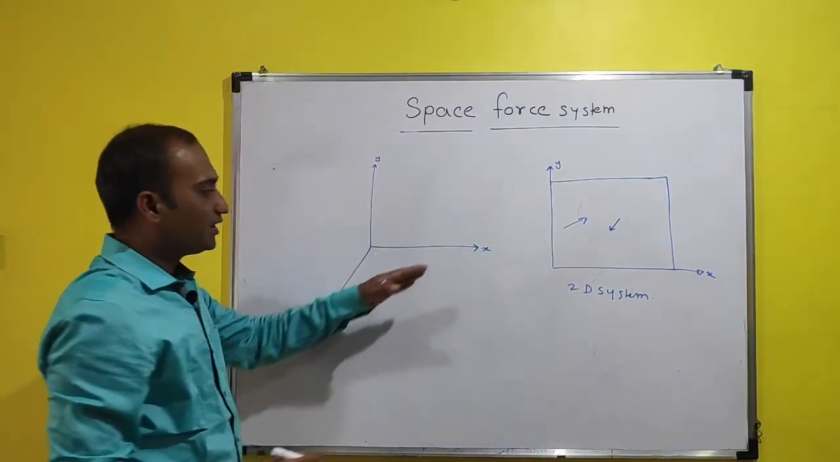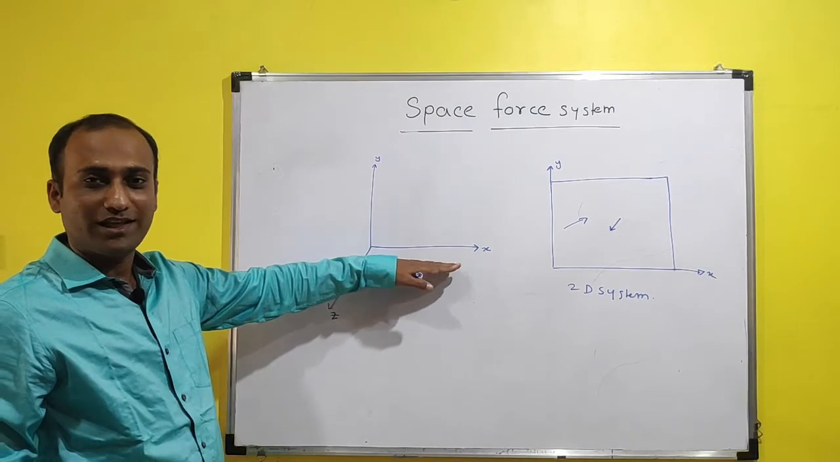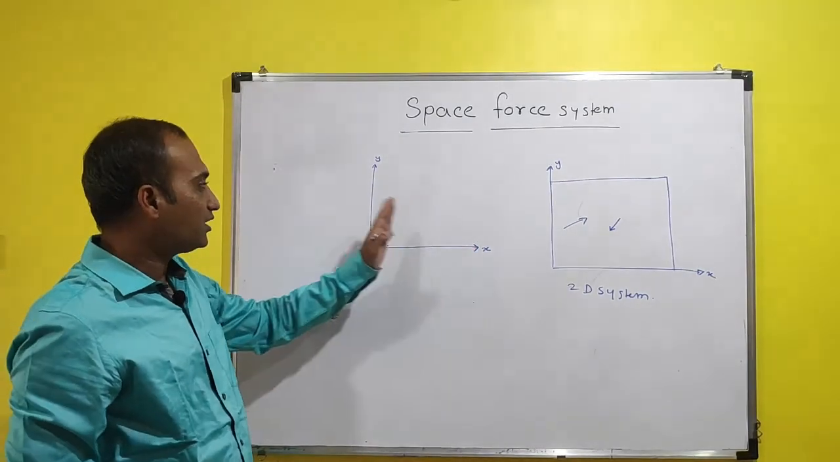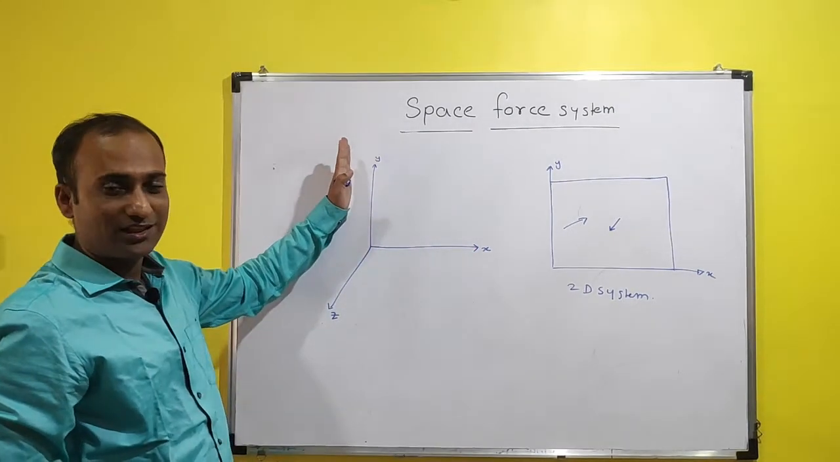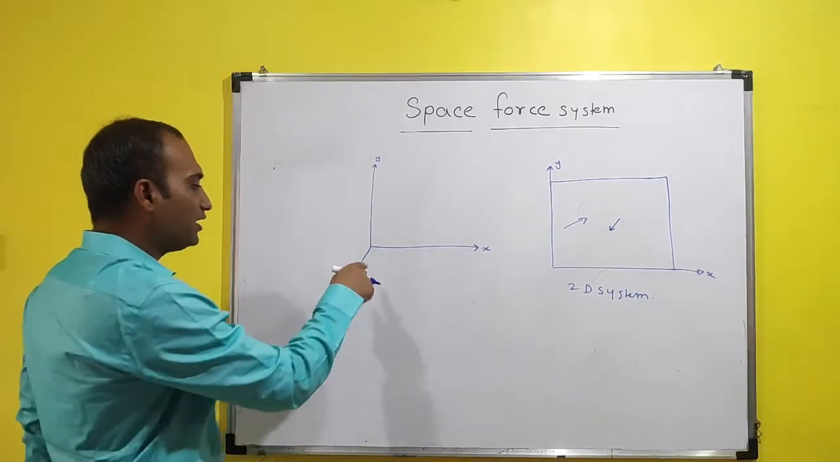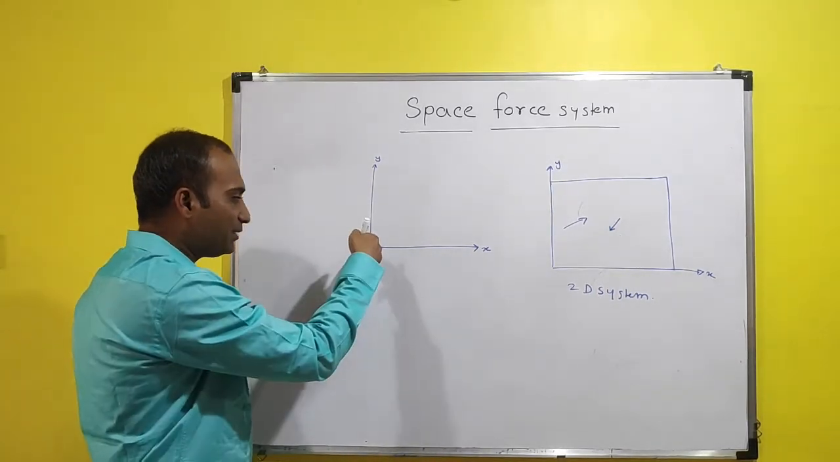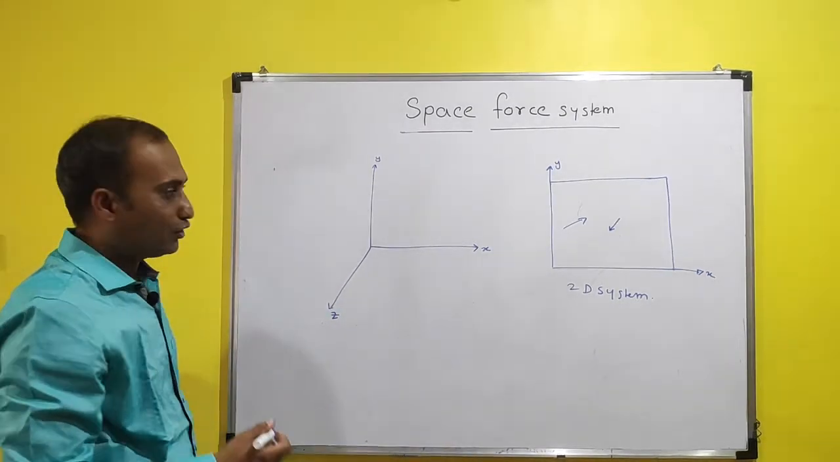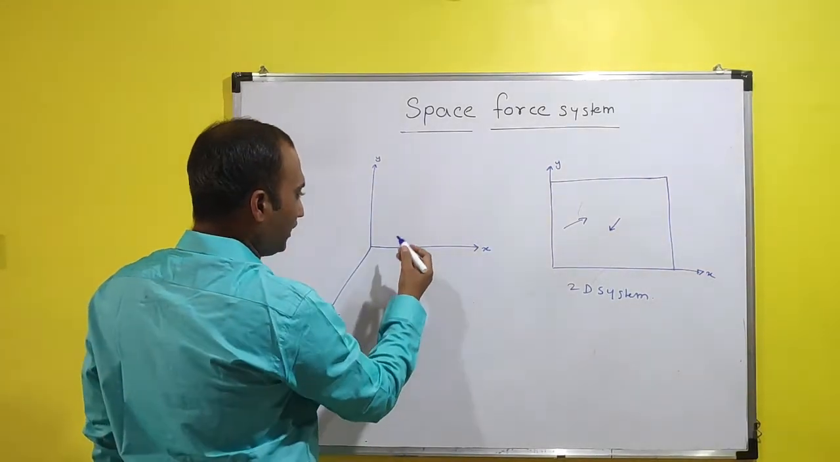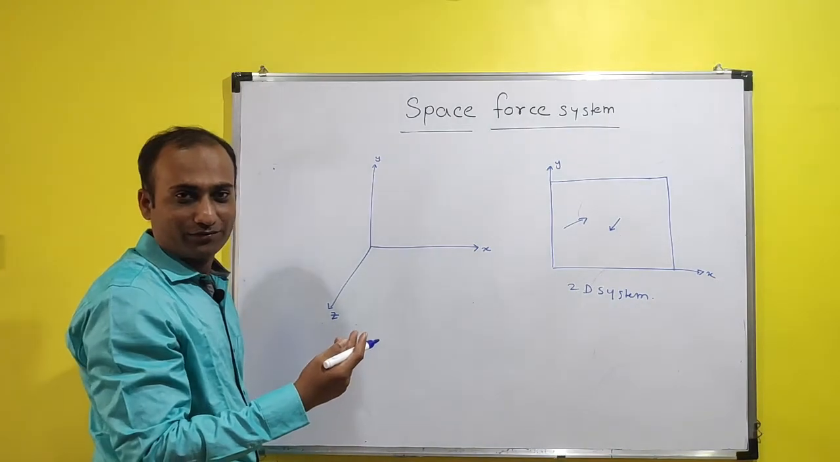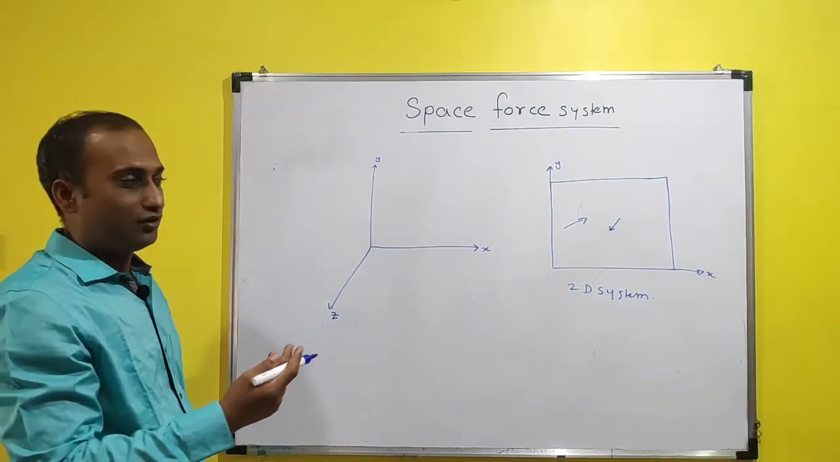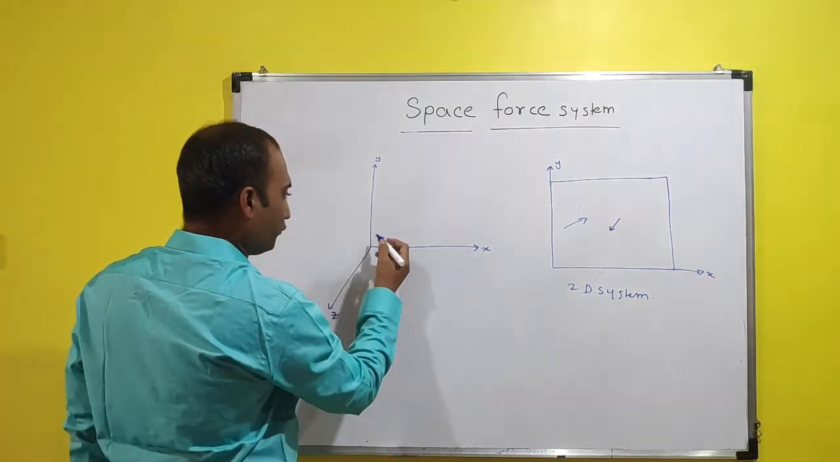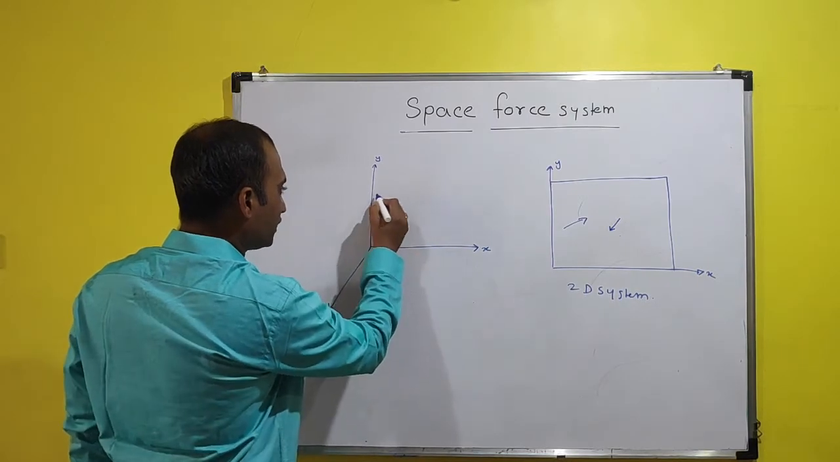So here, the representation of this x is in the horizontal direction. The representation of this y-axis is in the vertical direction, and this z-axis is exactly perpendicular to this board. So this is shown like this. Here the force will act in any direction, and they are not coplanar forces. It is called a space force system.